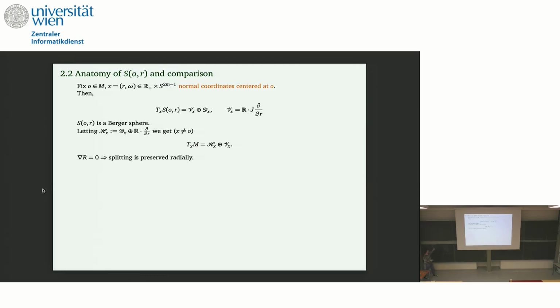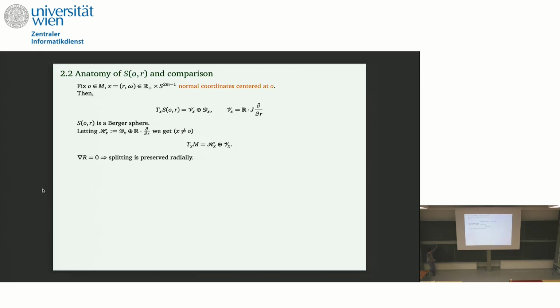So let's fix once and for all an origin O, and then we write all the points in normal coordinates. Some r is the distance from the origin, and omega is the coordinate in the sphere, right? Okay, so here we have d/dr, which is the normal. We have J d/dr, which is called the characteristic direction. So in particular, it lives on the tangent plane of the sphere. And then we have all the orthogonal directions, right?